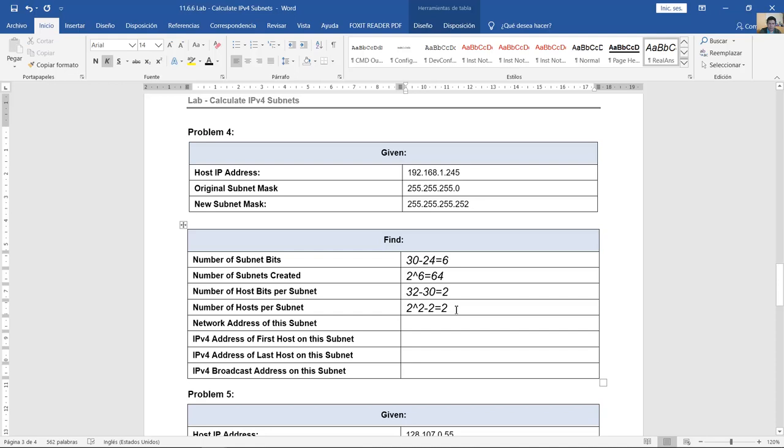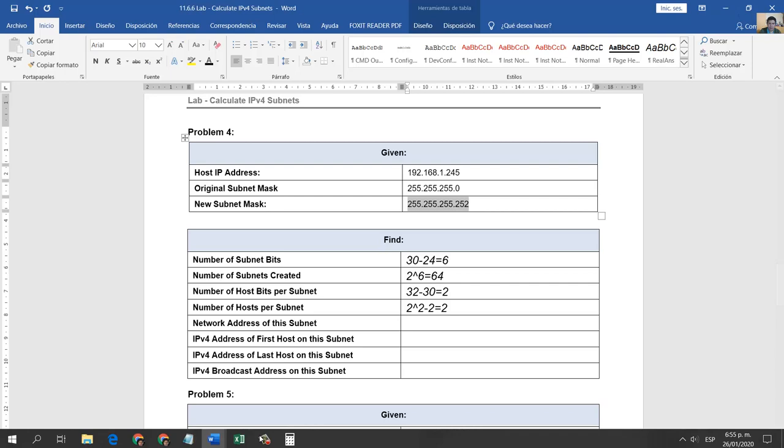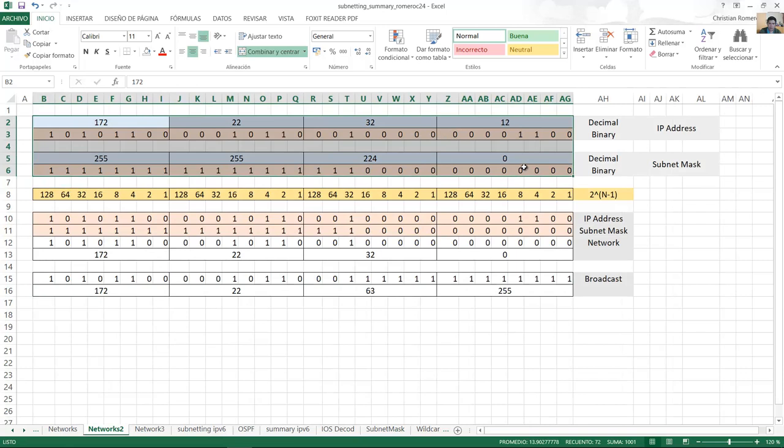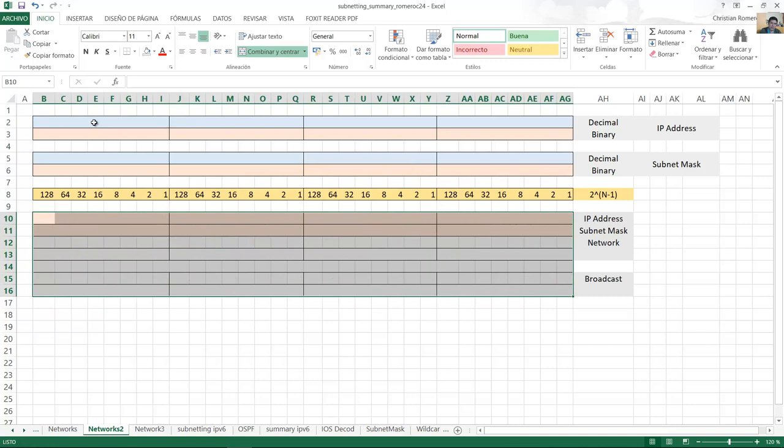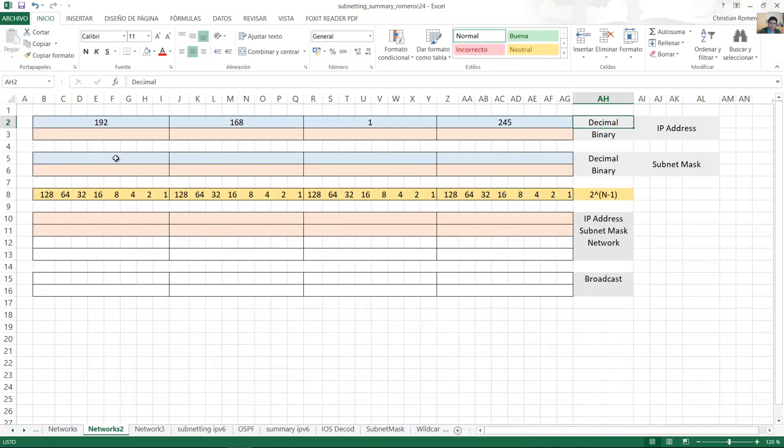Network address. Use this host IP address and this new subnet mask. The host address 192.168.1.245, and the subnet mask 255.255.255.252. Convert this to binary.